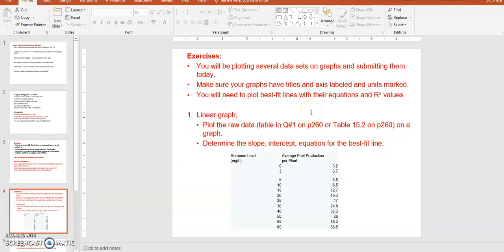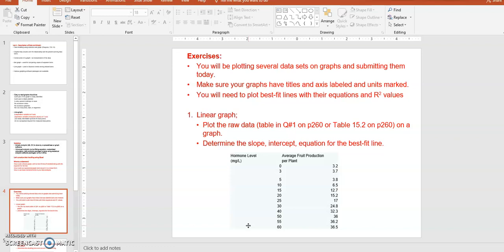So for exercise number 1, you will be asked to plot a graph based on this table that shows your data. In this table, some plants were treated with different hormone levels. No hormone was treated, so that's probably the negative control. And then 3 milligrams per liter, 5, 10, and it goes up to 60 milligrams per liter of hormone treated on maybe plants. I don't know what that hormone is, it's not shown there. Maybe it's an ethylene hormone, whatever.